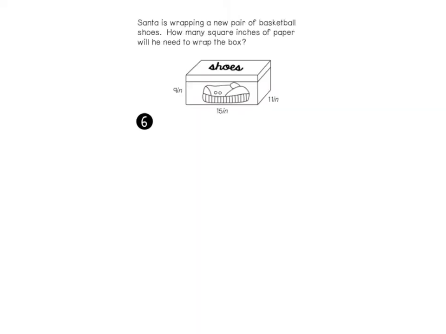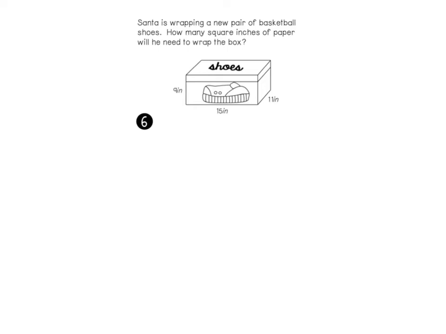Here's our second question we're going to go over. It says Santa is wrapping a new pair of basketball shoes. How many square inches of paper will he need to wrap the box? So, again, we need to count the sides to make sure we include everything. We have 1 on this side, 1 on this side, 1 on this side. There's 1 on the back. We got the top and the bottom. So that's 6 different sides to this box.